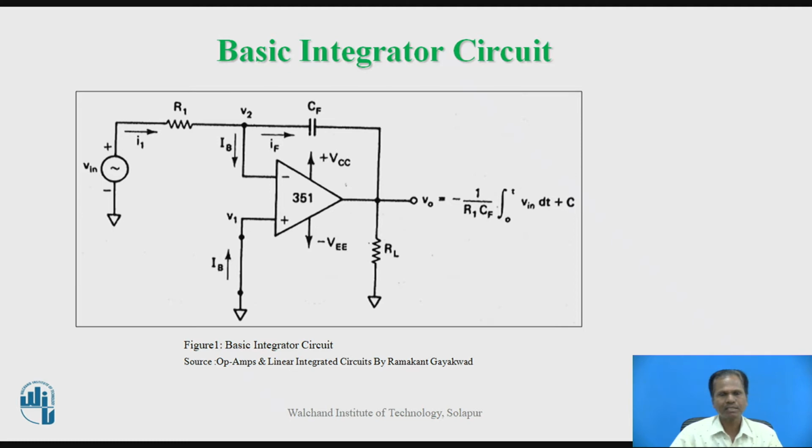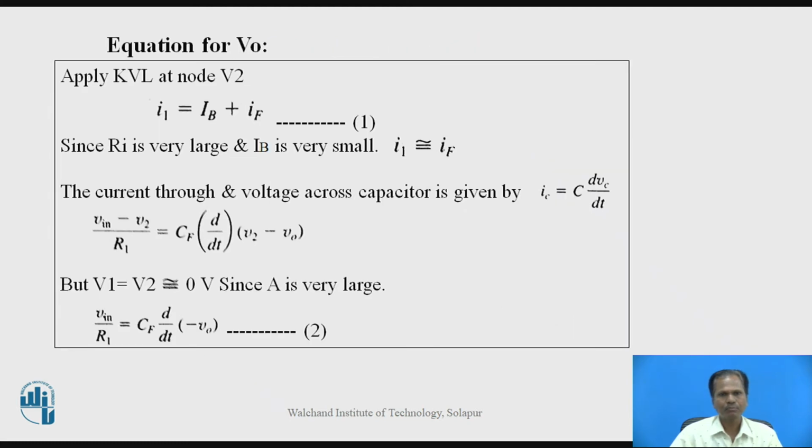Now let us derive the expression for output voltage of op-amp integrator. So apply KCL at node V2. The current flowing towards inverting input at node V2, I1, is equal to, so that current splits into two parts: a part of current flowing through feedback element, that is IF, and current flowing inside the inverting input of operational amplifier, that is the input bias current IB. Let this be equation number 1.